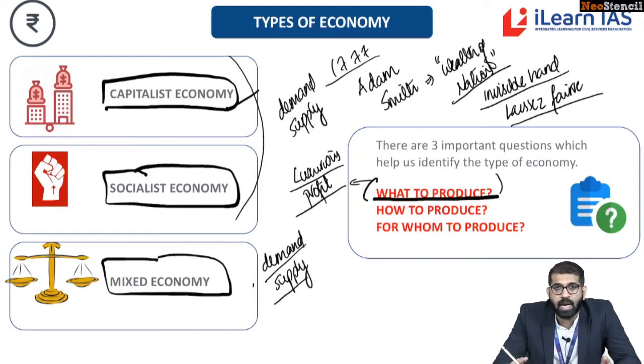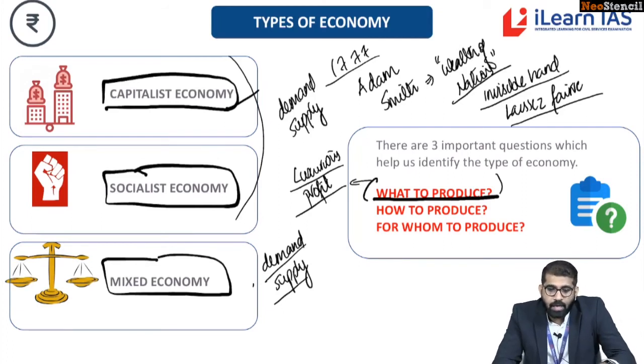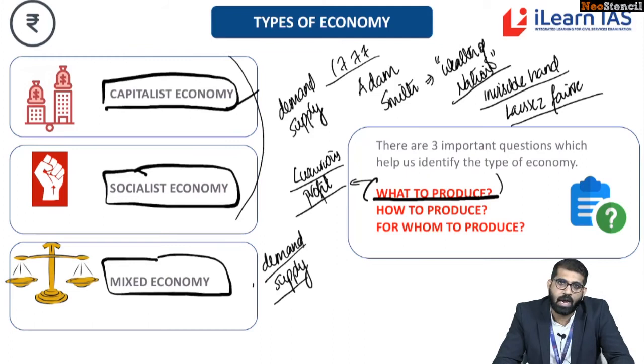Now this system started evolving and continued till Marx came with a new political or economic idea, that is socialism. So I'll take you to socialism, how socialism actually emerged, or the origin of socialism. It was with the idea of Karl Marx, and Karl Marx was against capitalism.